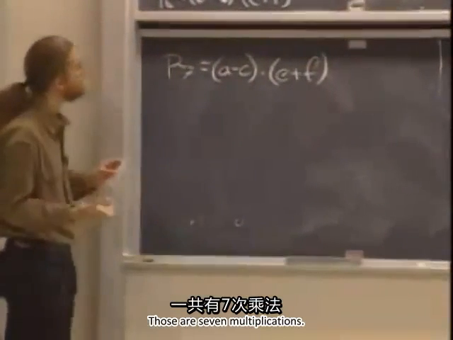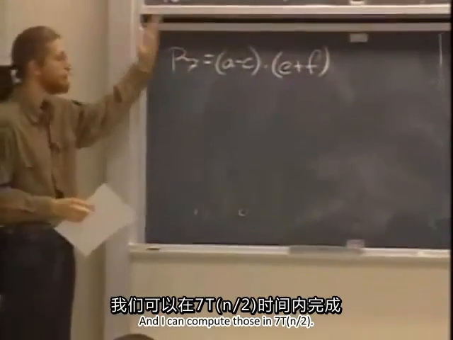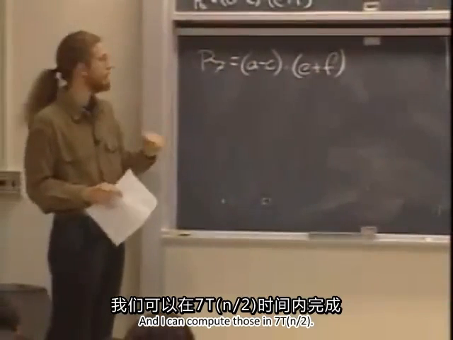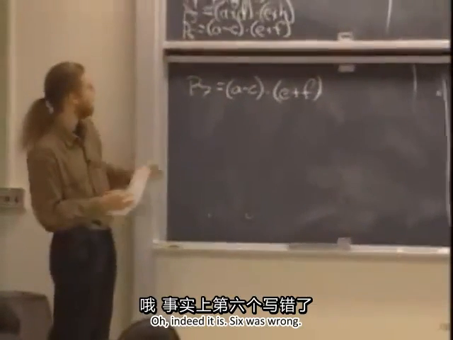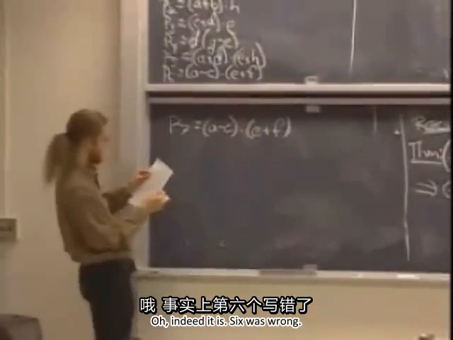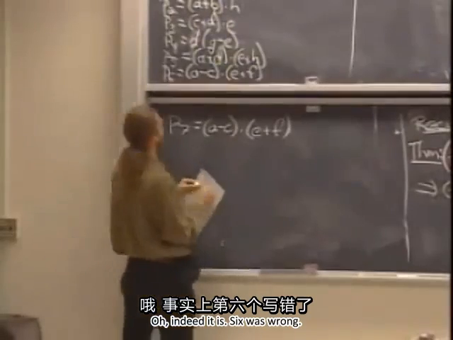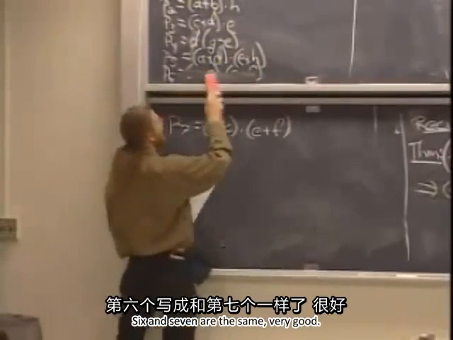So those are 7 multiplications, and I can compute those in 7 times T of n over 2. Indeed it is. So 6 was wrong. 6 and 7 are the same.